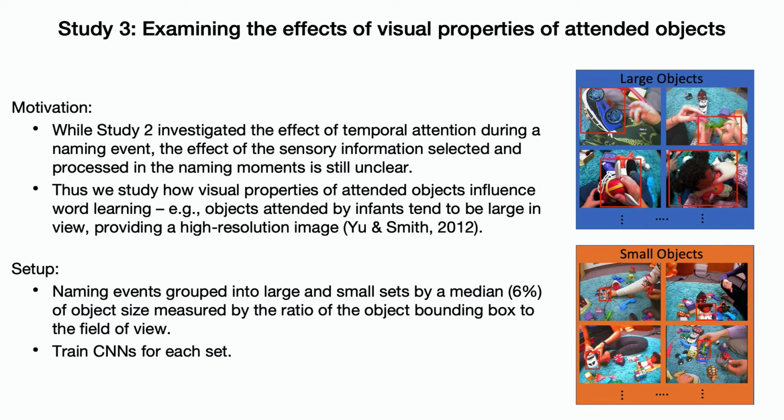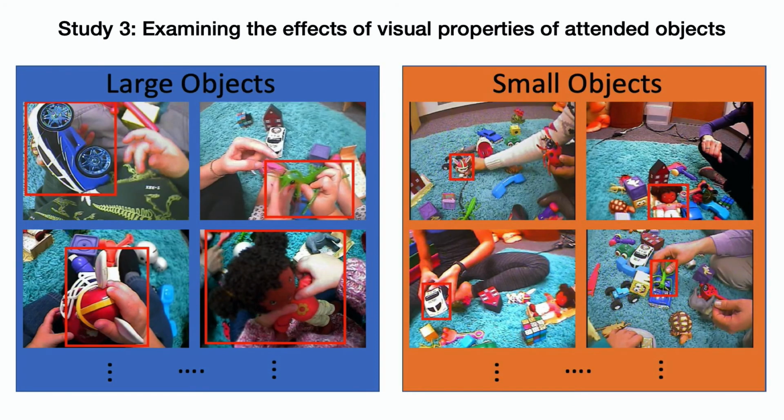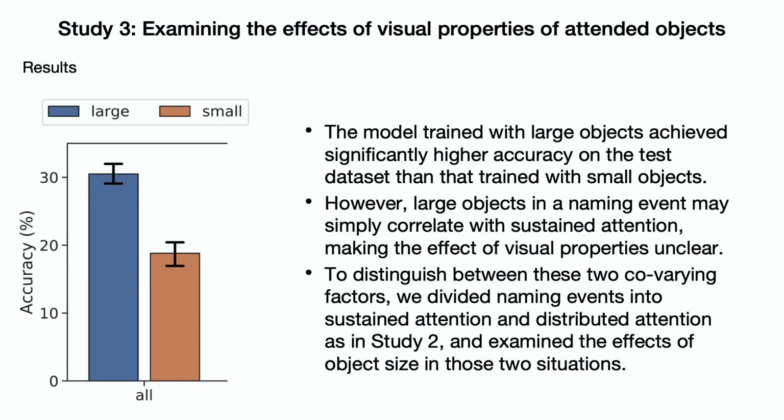This threshold of 6% is determined as the median of the bounding box size, so that each set will contain the same number of naming events. Here are examples of large objects and small objects. And here's the result. We show the accuracy of large objects as blue and small objects as orange. Obviously, the model trained with large objects achieved significantly higher accuracy than the model trained with small objects.